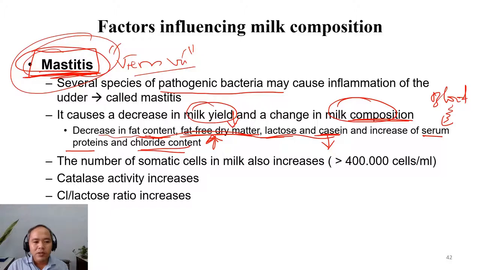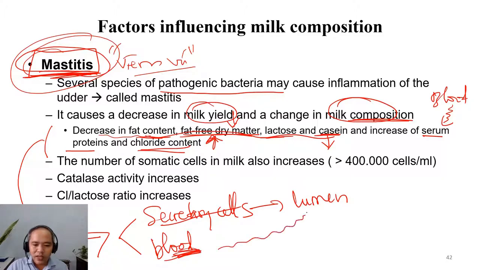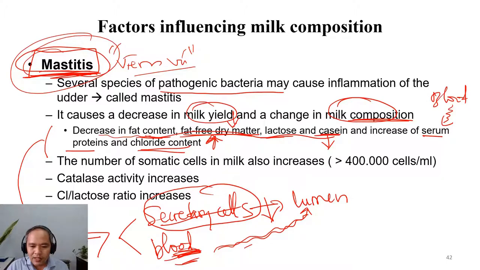It's quite difficult to remember which one increases and which one decreases, but there's a principle for you to remember. Many milk components are synthesized in the secretory cell, but other components also come from the blood. From the secretory cell, they are synthesized there and go to the lumen. But somehow, many components from the blood can also leak into the lumen. So when mastitis occurs, the components synthesized in the secretory cell will decrease because the secretory cells are infected, are damaged. Then more components from the blood will come to the lumen. See, serum protein from the blood and chloride from the blood will increase.